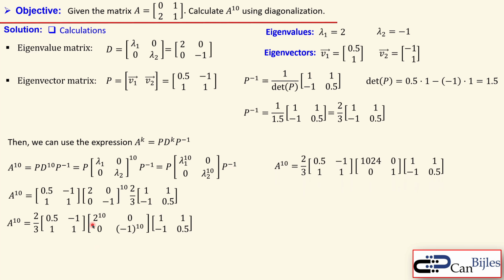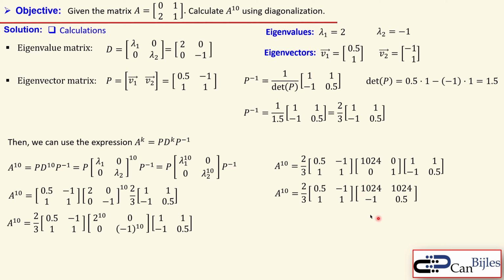Okay, now we need to work out the matrices. Let's first work out this. 2 to the power 10 is 1024. This is just 1. Now we can work out these two matrices. So you do here 1024 times 1 plus 0 times minus 1, and then 1024 times 1 plus 0 times 0.5. So you proceed like so. You don't do actually much with this one, and you go on, and then you also have it here.